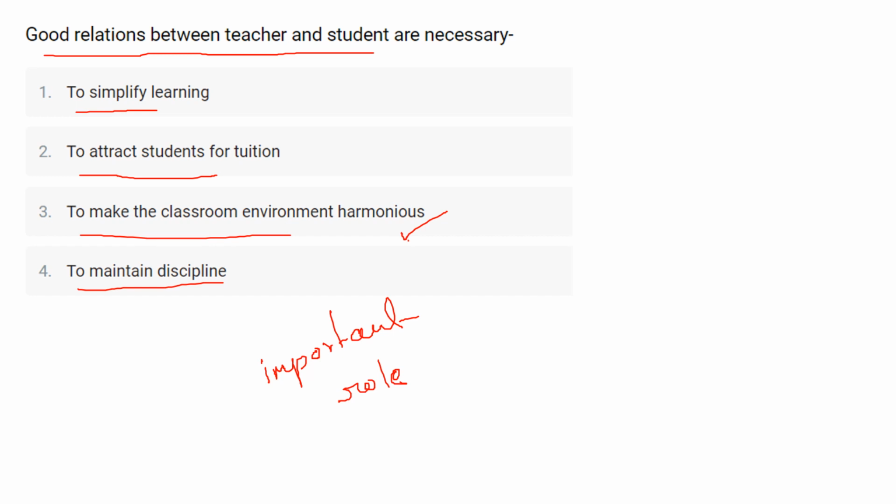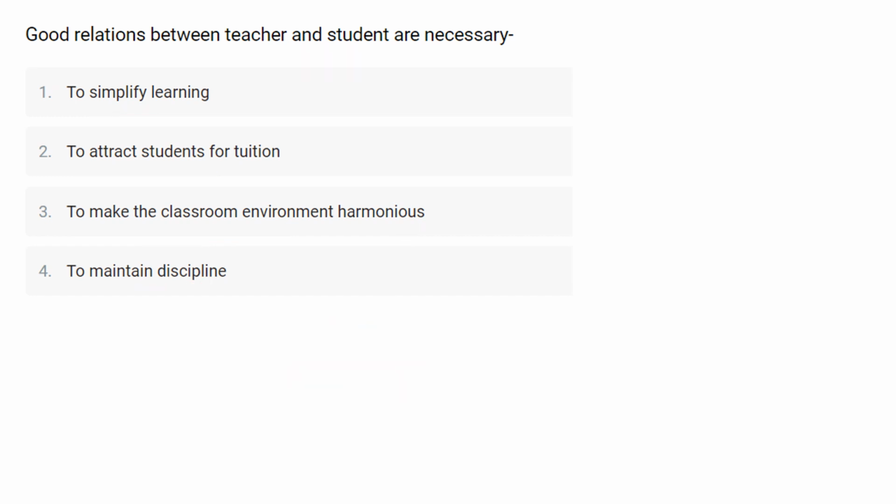In his relationship with the child, a teacher should be friendly and dignified. A student-friendly classroom environment and its overall management can build a harmonious relationship between the teacher and the student at the different stages of education. So the answer here for this question will be option number 3. Good relation between the teacher and the student is necessary to make a classroom environment harmonious.